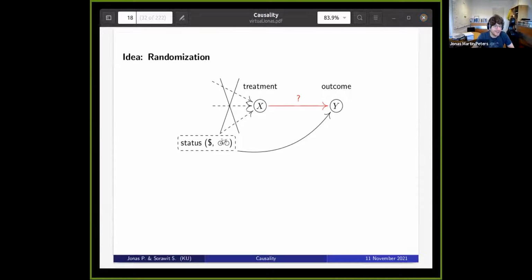Yes, this is a randomized control trial, just a different name for this. I just wanted to put this into our language now.